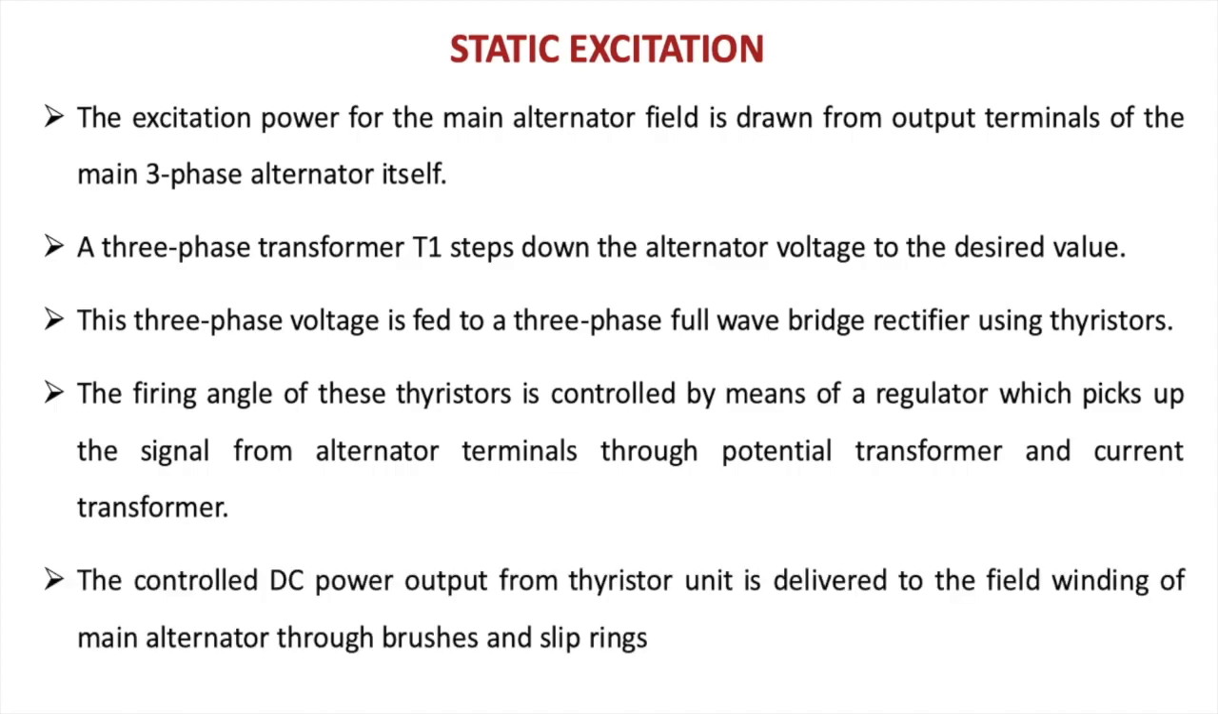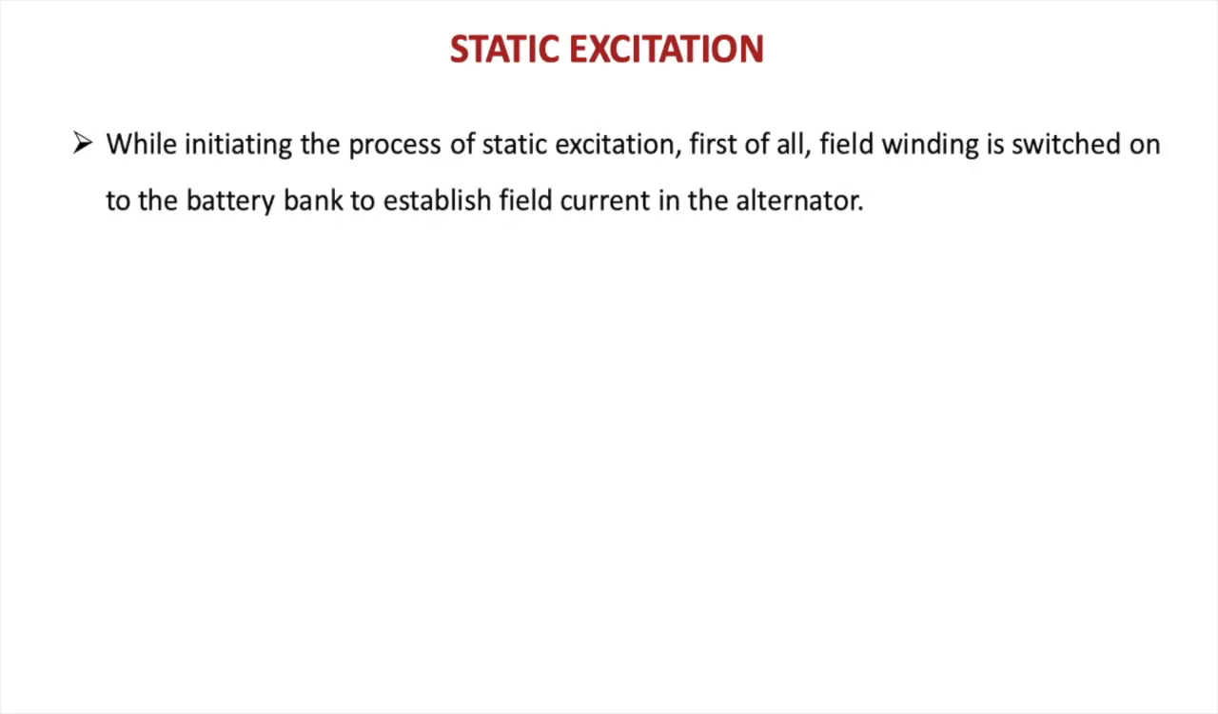The controlled DC power output from the thyristor unit is delivered to the field winding of the main alternator through the brushes and slip ring arrangement. While initiating the process of static excitation, first of all, the field winding is switched on to the battery bank to establish the field current in the alternator.